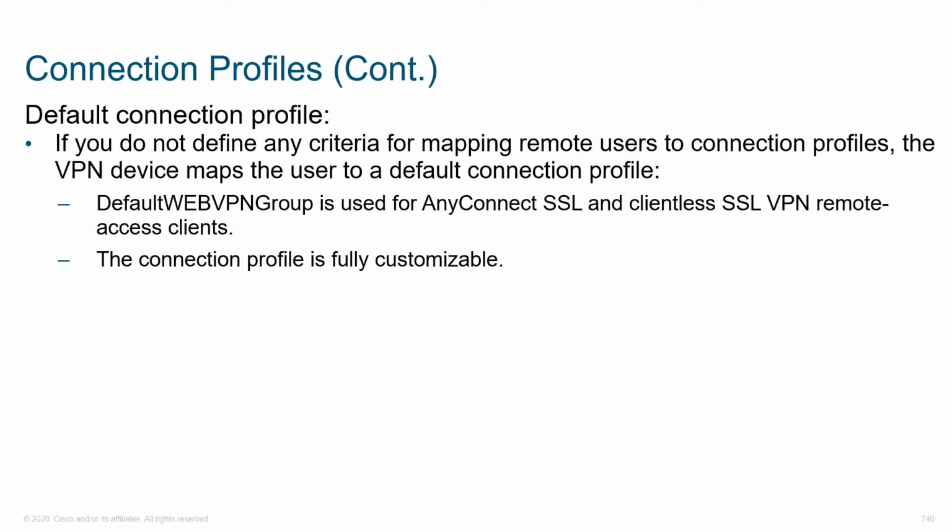So before you get into doing things for specific groups, remember that there's a default connection profile. If you don't define any criteria for mapping remote users to a specific connection profile, everybody's just going to fall back to hitting this default. Now, the default web VPN group is used for AnyConnect SSL, as well as clientless SSL VPN remote access connections. And our connection profiles are fully customizable. Anything from login banners to login times to protocols that can be used, we can customize. But again, if we do it at the default level, it's going to apply to everybody.